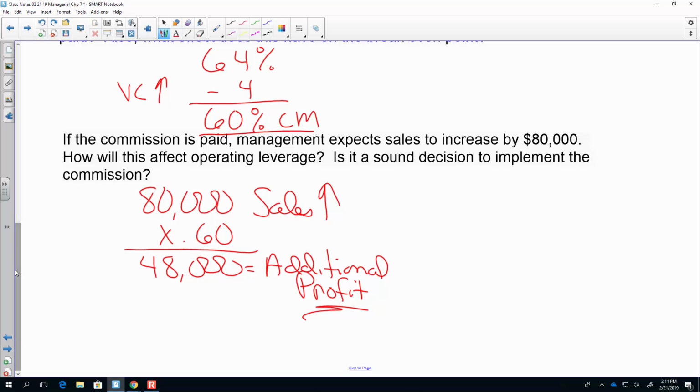So that's the goal. Now the question is, yes, this is my additional profit versus my additional commission. We don't know what that answer is. They didn't give us the commission. It's 4%, but how much? All sales, just the new sales, we really don't know.